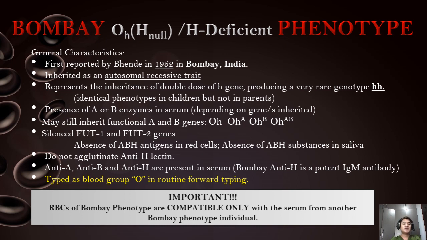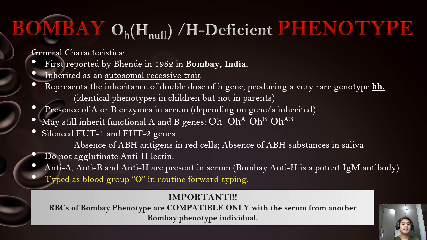Okay, however, class, in this phenotype, it is inherited as an autosomal recessive trait that represents the inheritance of a double dose of small h gene, resulting to a very rare genotype hh. Take note that this occurs as identical phenotypes in children, but not in parents, meaning to say this occurs in a progeny of normal parents, only that this progeny has inherited a pair of recessive h alleles from the parents. So it is explained why it is called an autosomal recessive.